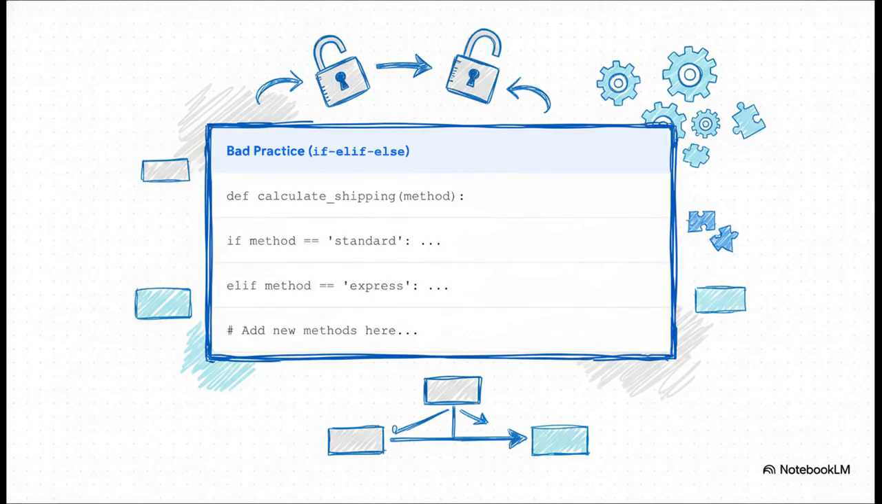Okay, check this out. This is a classic example of what not to do. A shipping cost calculator. See that big if, elif, else chain? Every single time the business dreams up a new way to ship something, overnight, international, by drone, whatever, a developer has to come back to this exact spot and add another elif clause. This code is permanently open for modification, and that's exactly what we want to avoid.